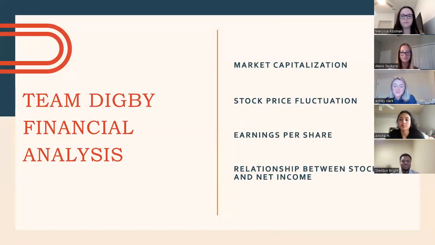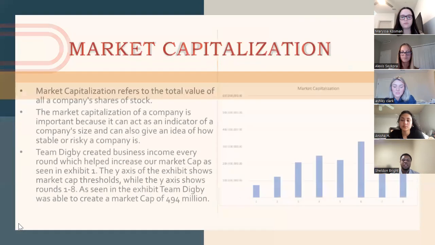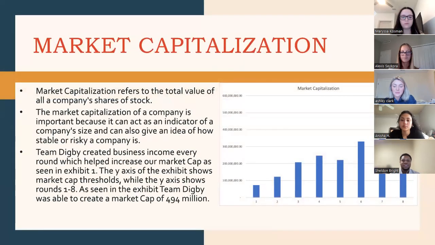Hi, as mentioned, I will be going over the financial analysis for Team Digby. There are four key sections we wanted to highlight that really show the success that Team Digby had through all 8 rounds of the simulation. The first section will be market capitalization, and the second section will be stock price fluctuation. Third section will be earnings per share, and the fourth section will be the relationship between stock price and net income.